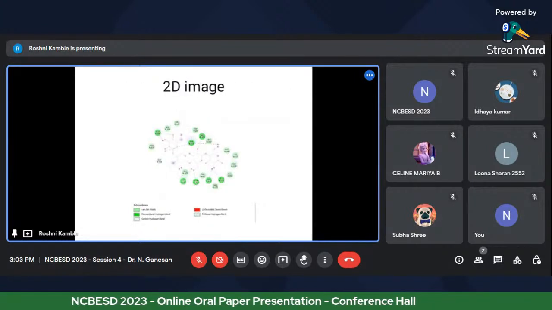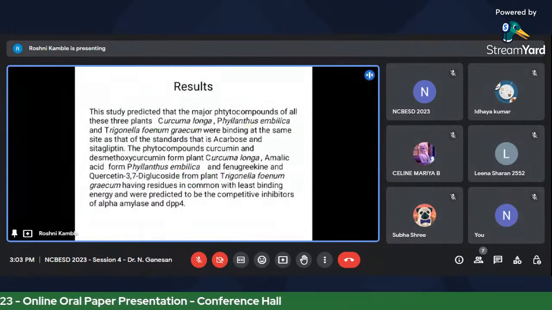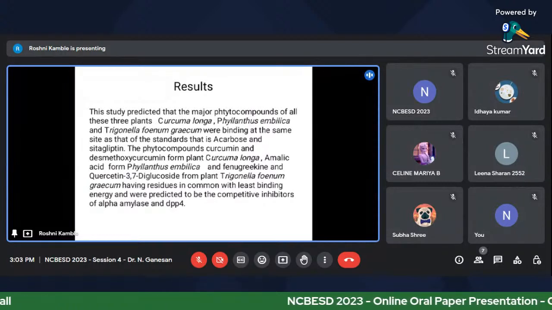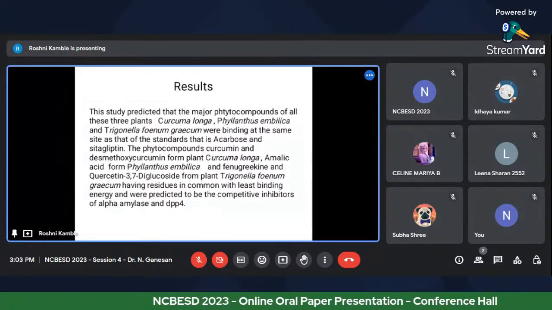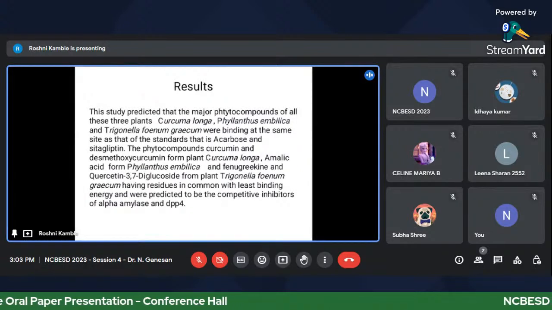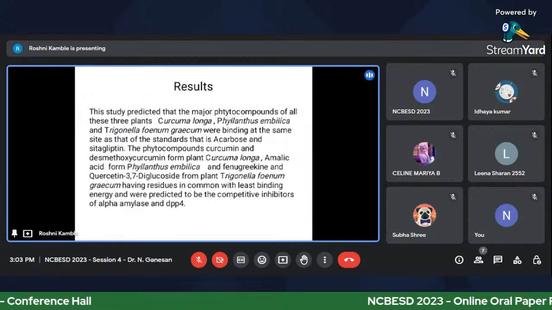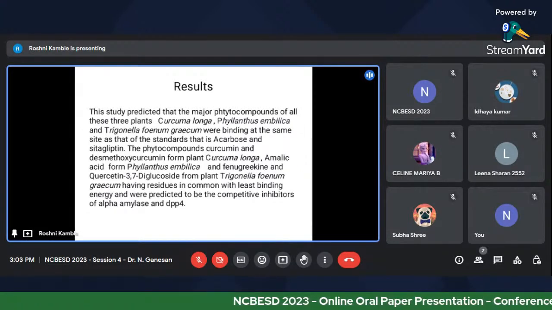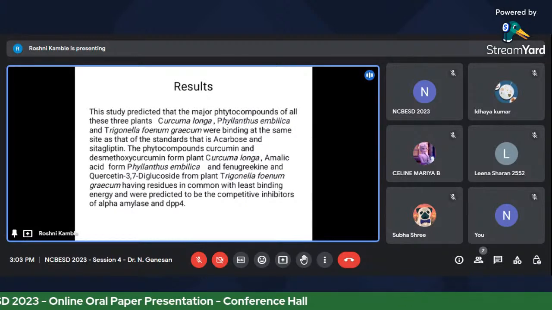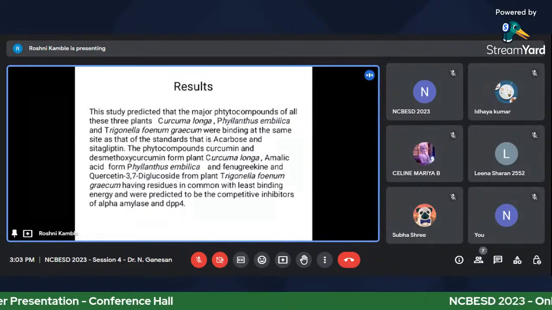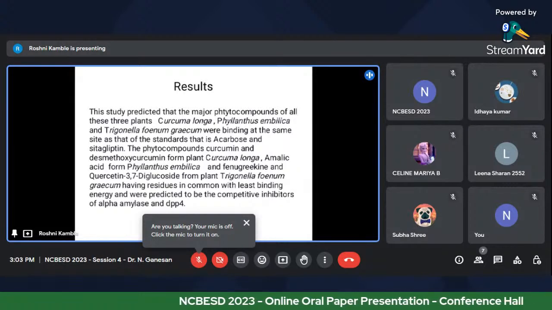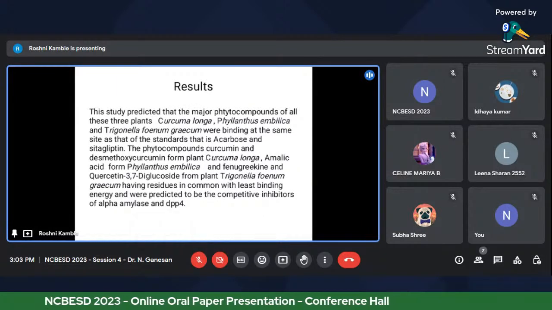protein and standard. So results predicted the major phytocompounds of all these three plants, that is Curcuma longa, Helianthus umbilica, and Trigonella foenum-graecum, were binding at the same site as that of the standard, that is acarbose and sitagliptin. The phytocompounds were demethoxycurcumin and curcumin from Curcuma longa, malic acid from Helianthus umbilica, and phenylgreekine and quercetin 3,7-diglucoside from Trigonella foenum-graecum, having the residues in common with the least binding energy, and were predicted to be competitive inhibitors of both alpha amylase and DPP4.